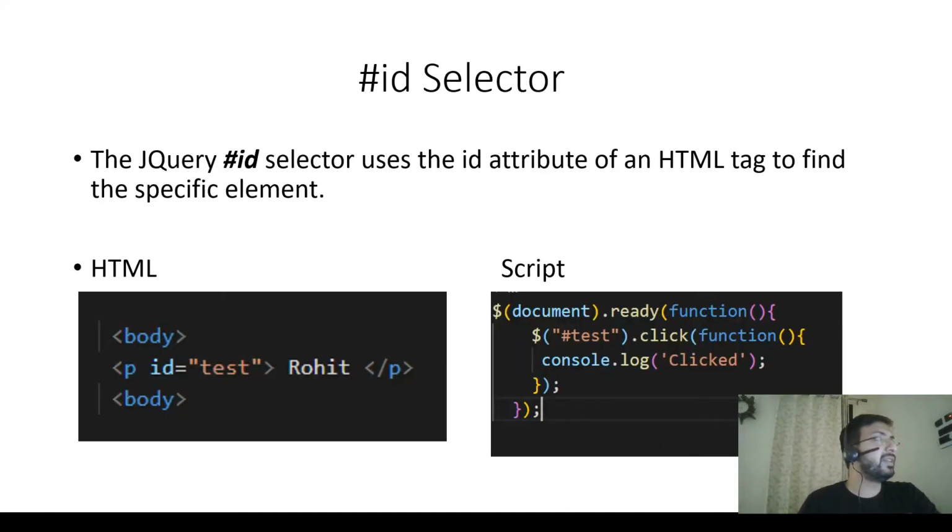First is the ID selector. The jQuery ID selector uses the ID attribute of an HTML tag to find a specific element. So what does this mean? Let's say we have HTML in this particular format, where we have one paragraph tag with the ID as test. If I want to access this particular element, I can use this ID. And if I go into the script, this is the script to access this particular element.